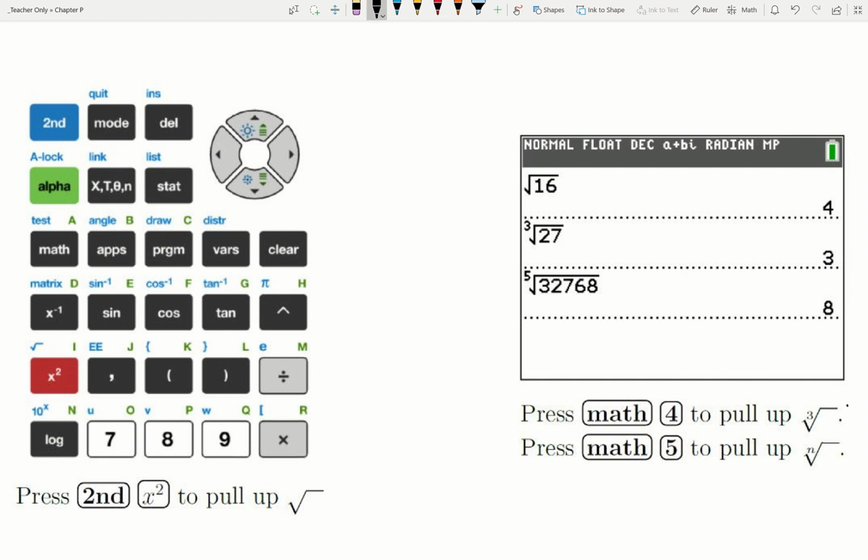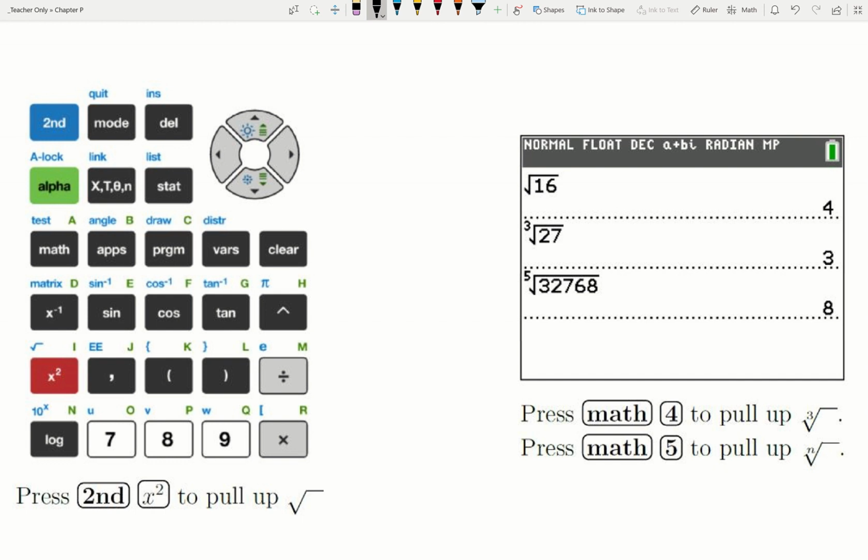If you wanted to pull up a cube root, that would be your math button and then the number 4 button. The math button is sitting right here underneath the alpha button, and that lets you pull up a cube root, just like I did here with the cube root of 27. Let's say you wanted the root with any index you want. That's this last case here, an nth root. If you press the math button and then the number 5 button, you can pull up a radical with any index you like. Here I did the 5th root of this big number, and that turns out to be 8.